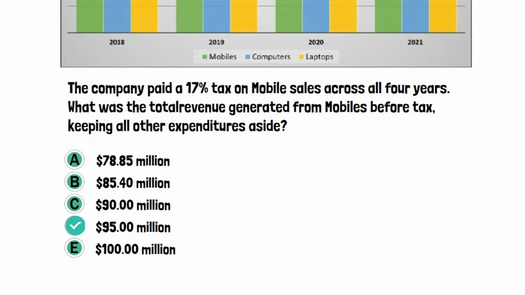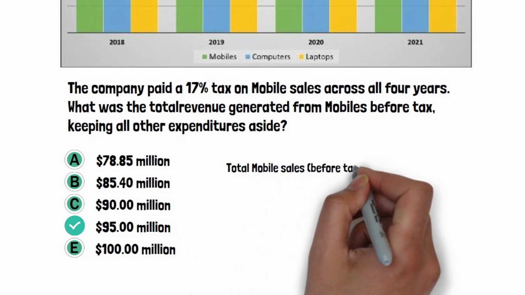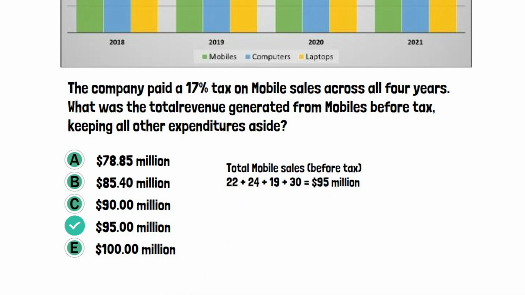Correct answer: D. $95 million. Explanation. Mobile sales for each year. 2018, $22 million. 2019, $24 million. 2020, $19 million. 2021, $30 million. Total mobile sales before tax equals 22 plus 24 plus 19 plus 30 equals $95 million.